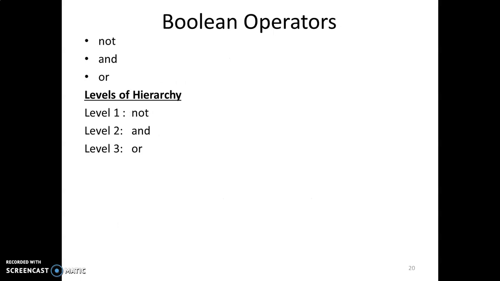A very important concept. Boolean operators are three in number: not, and, or, and they are at three distinct levels: not at the highest level of hierarchy, and after not, and or after and. These are used to join two or more relational expressions. Okay, combinations of relational expressions can be taken up with the help of these Boolean operators.